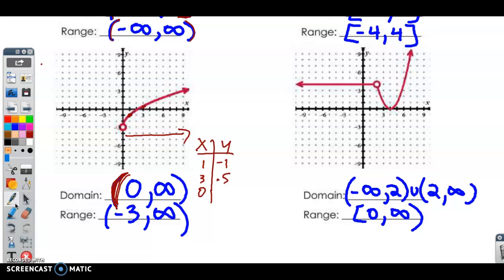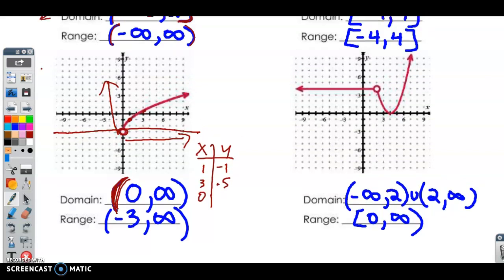Now, the range is asking for the possible y values. The y values start at negative 3 and they go up to infinity. But we're not including negative 3 because there is a hole there. And I think the last example on this page, the domain could be everything except for this x value right here. What is that? It's like 2.